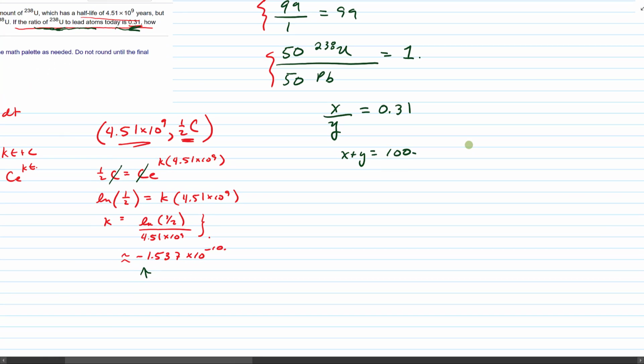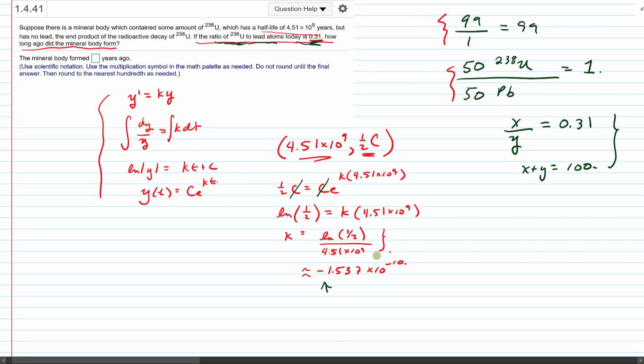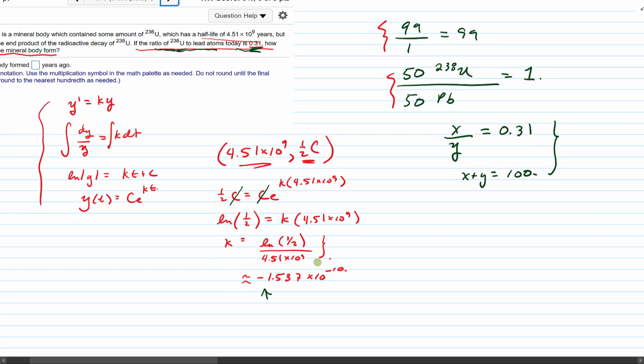So I'm now going to solve this system of equations simultaneously, and all of this is to figure out what percentage of the original U-238 we now have. Because there's no lead in this problem initially, and there is lead after time, and so that's the ratio we're going to use to help us compute the original amount of 238.